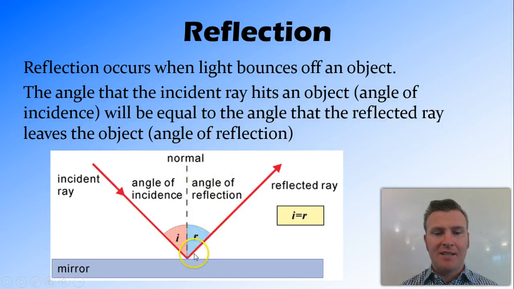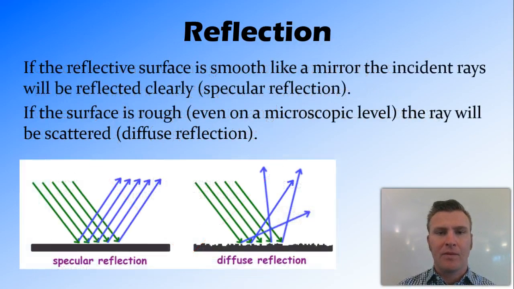And it is reflected, so we've got our reflected ray here, and the angle of reflection is the angle between the reflected ray and the normal. And for reflection, the angle of incidence will equal the angle of reflection. So that was just for one ray.